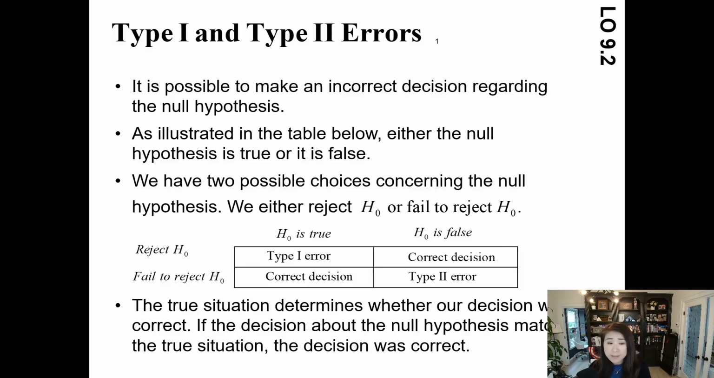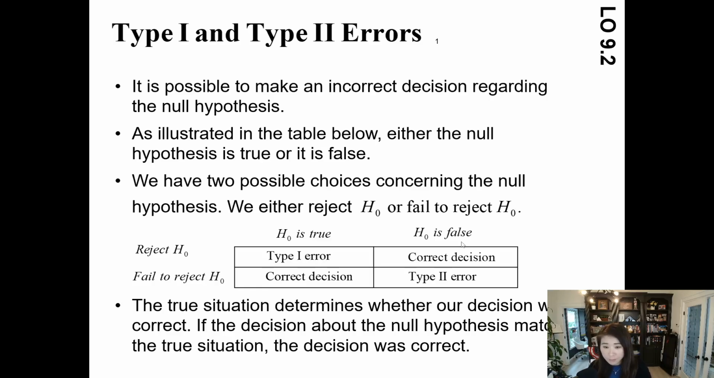Okay. So it is possible to make an incorrect decision regarding the null hypothesis. As illustrated in the table below, either the null hypothesis is true or it is false, and we have two possible choices concerning the null hypothesis. We either reject H0 or fail to reject H0. So let's walk through this table together. For each row, we are using reject H0 and fail to reject H0 as the action we are taking, okay? And the vertical columns are labeled as the fact. The first column is labeled H0 is true, and the second column is H0 is false.